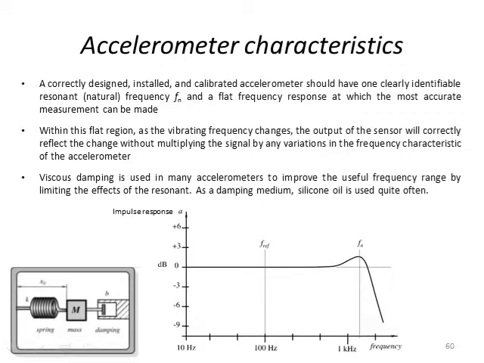So in the accelerometer characteristics, a correctly designed accelerometer should have one clearly defined resonant frequency, f sub n. And in the area of frequency where we want to do our measurement, we typically want a flat band lower than our resonant frequency. And you can see it in the lower diagram on the right.